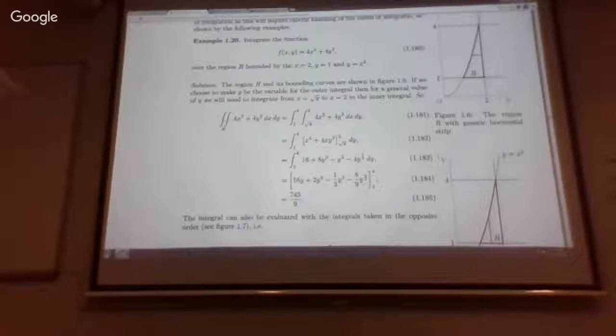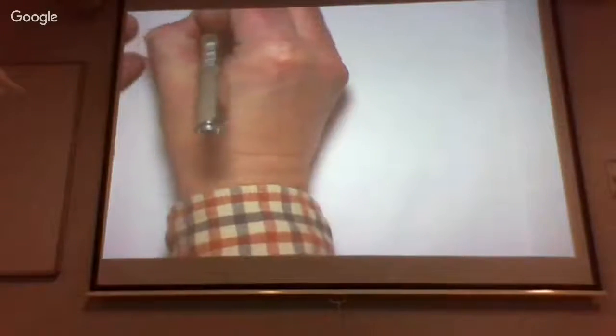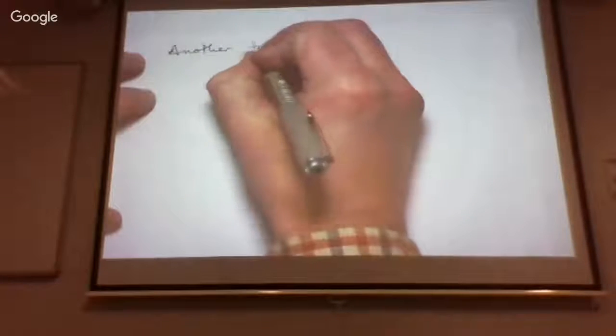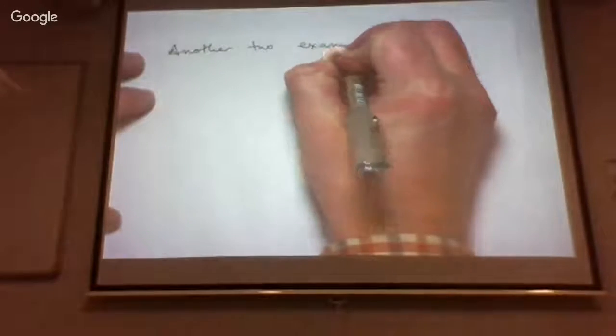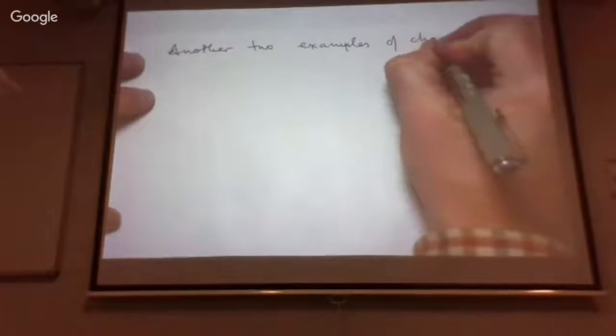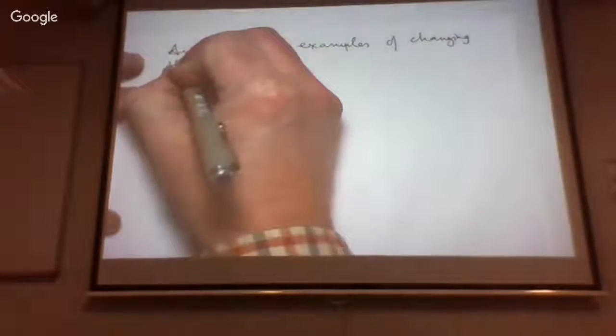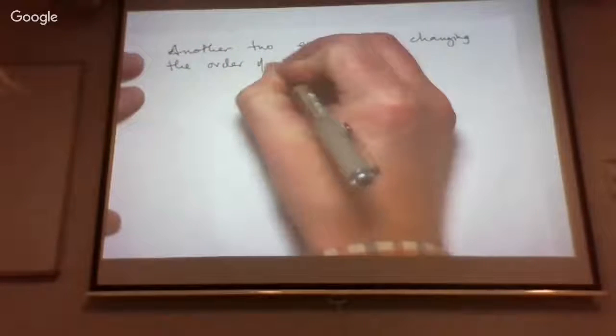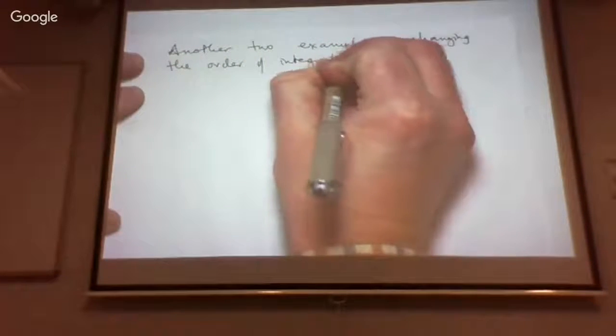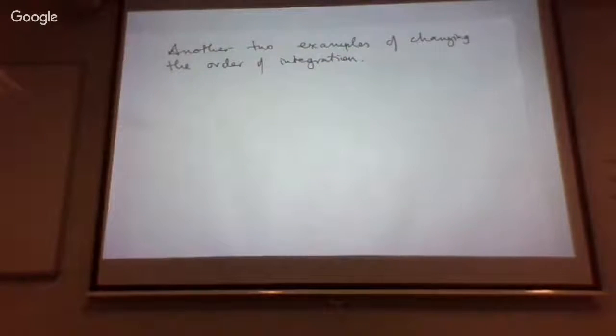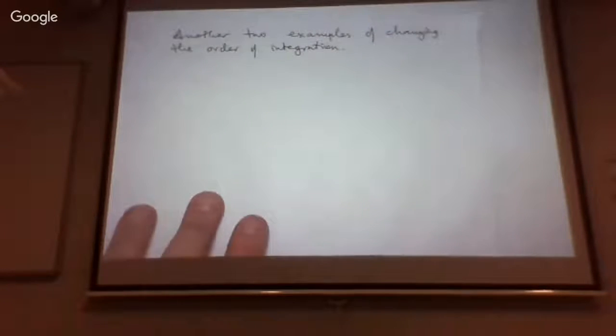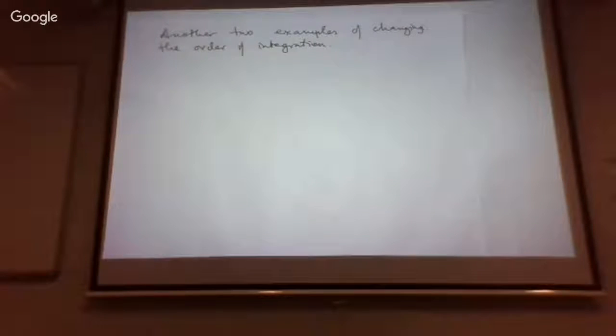We also looked at a second example based on a triangle. I'm just going to continue by showing another couple of examples, another 2 examples of changing the order of integration. So we're not so much worried about actually performing the integration, but rather going through this process of changing the order of integration.